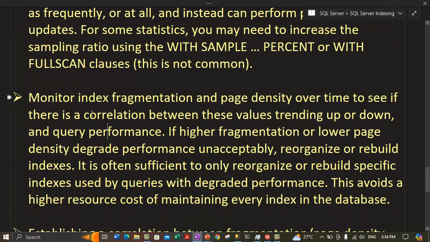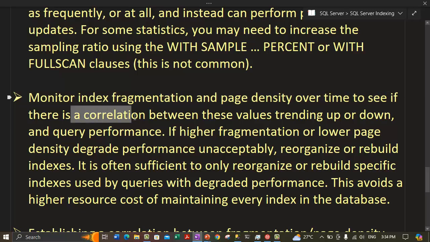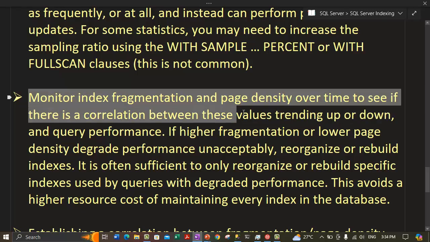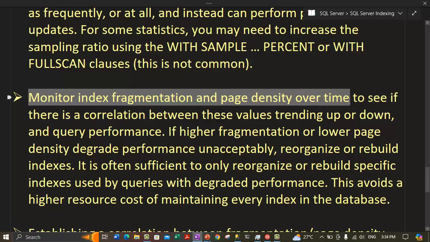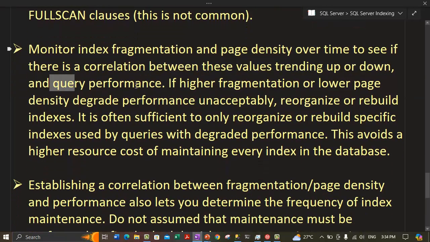Now, fourth point is to monitor the index fragmentation and page density over time to see if there's a correlation between these values trending up or down and the performance. So we should monitor the index fragmentation and the page density levels over a span of time to see if they have anything to do with performance dips or performance improvements. We should measure that as well as query performance.